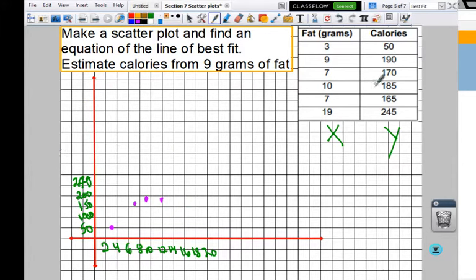Then I have another 7, and this time 165. So 7 was right here. 165 is going to be a little lower. Yeah, right there. Slow down. All we're doing is just graphing dots. And my last one is 19, 245. 19 is here. 245 is way up here.